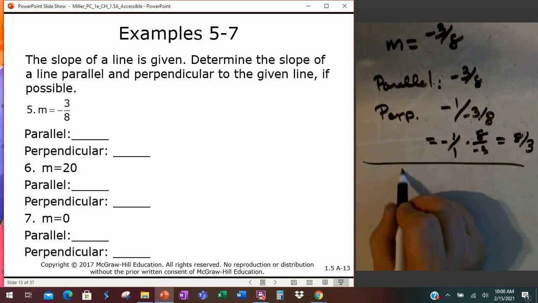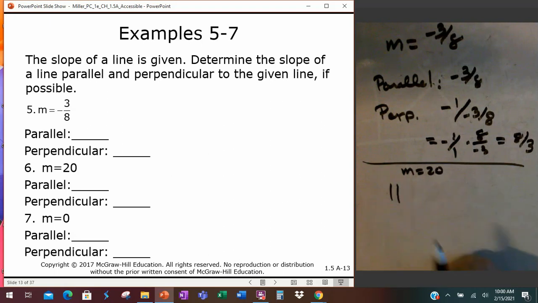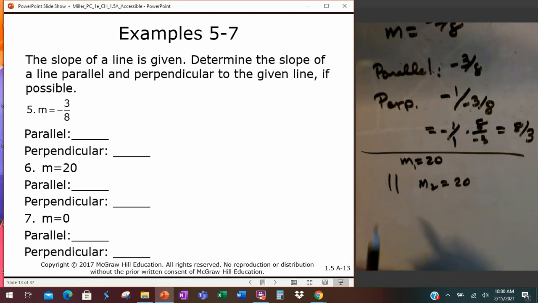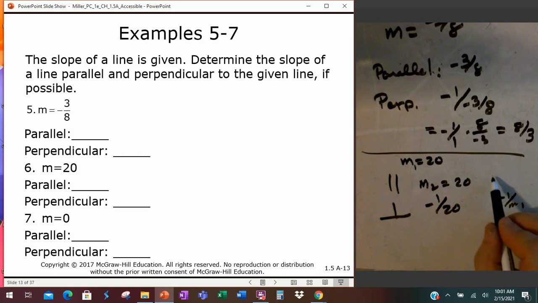So here it's given us M is equal to 20. If I want the parallel slope, I'm going to use that symbol just to save me some writing. Then M2 is equal to 20, let's say if this was M1. Now if I want a perpendicular, it's -1 over 20. It's the negative reciprocal. Negative 1 over M1, where M1 is equal to M2. That's what I'm doing.